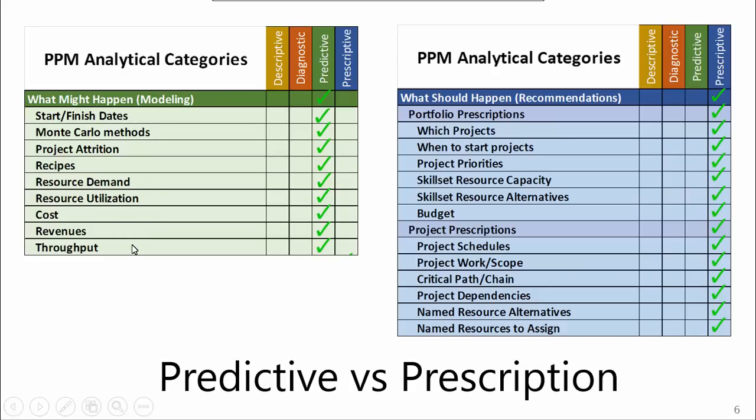But then there are certain techniques or features of the software that help me predict better, like Monte Carlo methods. The ability to say, well, I'm not sure if it's going to take 5 days. It might be 2, could be 5, might be 7, or some PERT analysis type things.